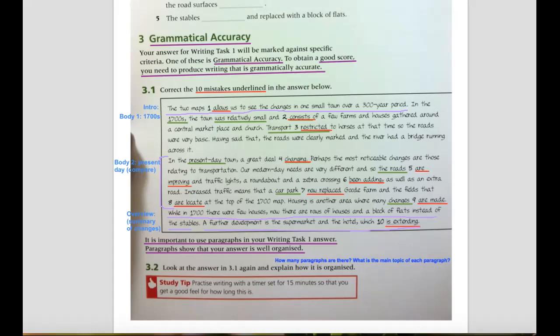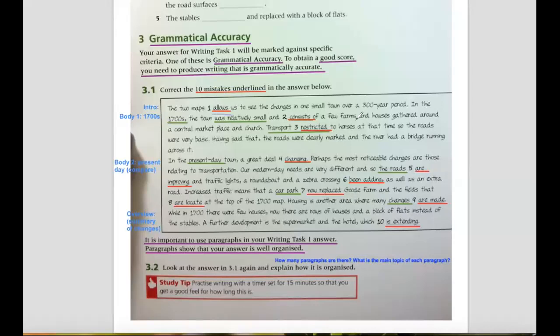Now, as I said before, when you're finished, you don't want to just stop writing. You want to read it again and have a look at some of the mistakes that you've made with grammar, with punctuation, and so on. So let's have a look at what I've underlined in red. I'm not going to do all of them. Let's just do a few. So let's have a look at the first one over here. So the two maps, it says allows us to see the changes.